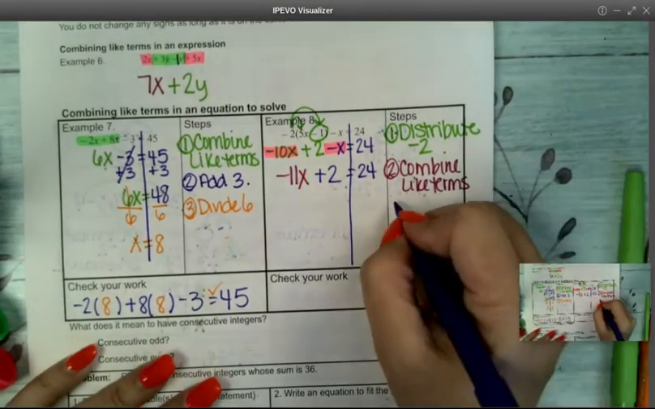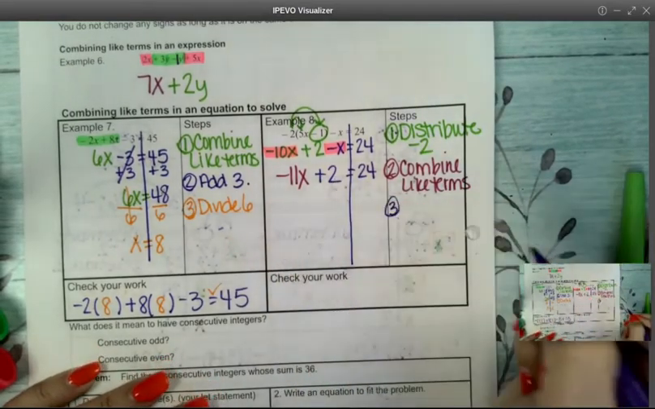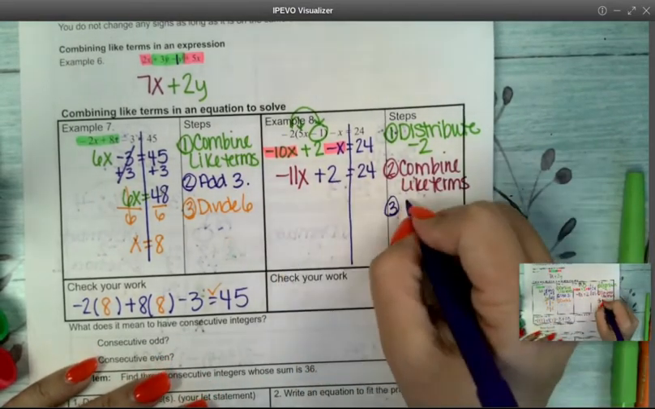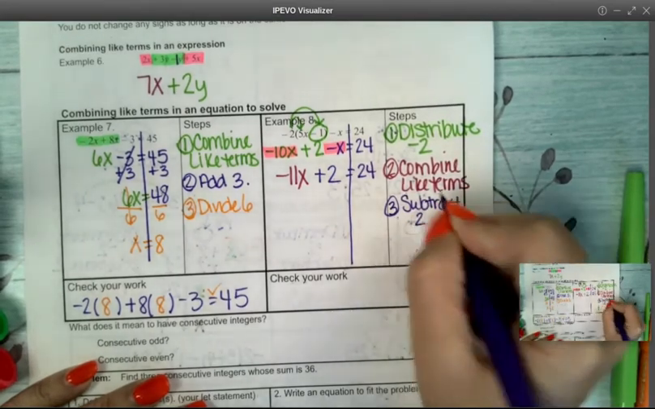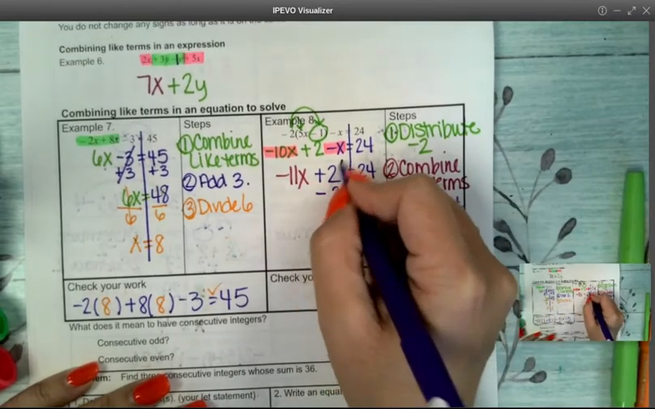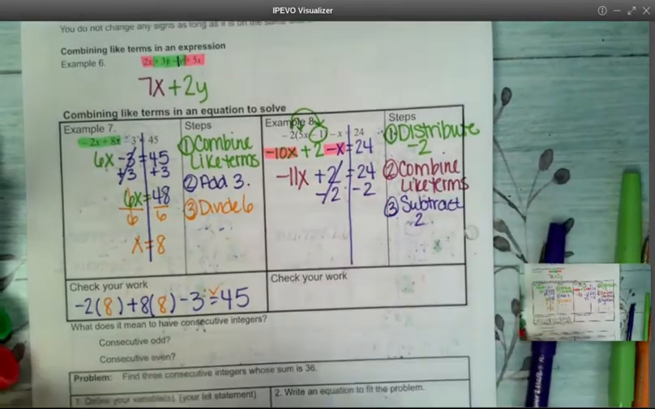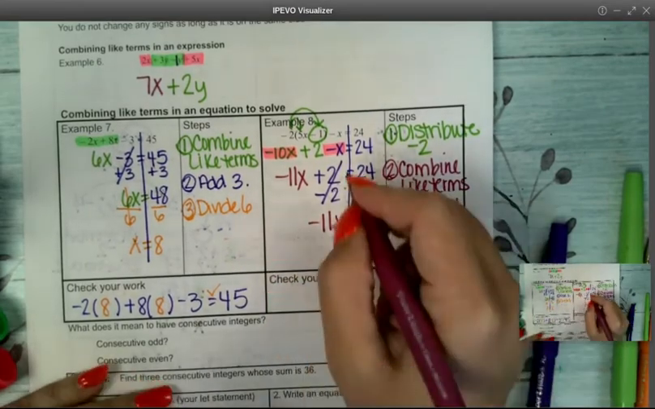Now, the next step, step number 3, I've got to get rid of this plus 2. To get rid of plus 2, I'm going to subtract 2 because the opposite of plus is minus. When I subtract 2, positive 2 minus 2 is 0. I'm now left with this negative 11x is equal to 22.